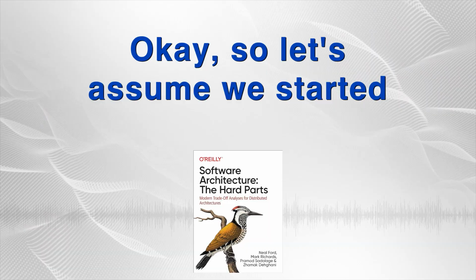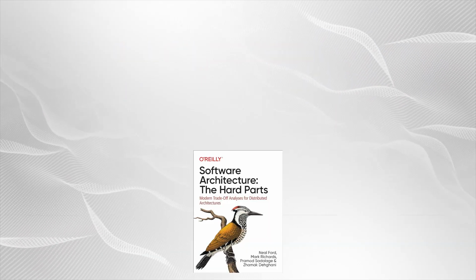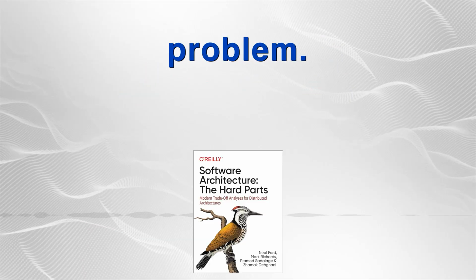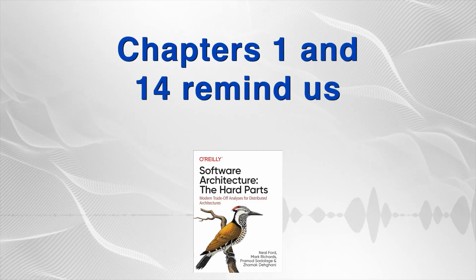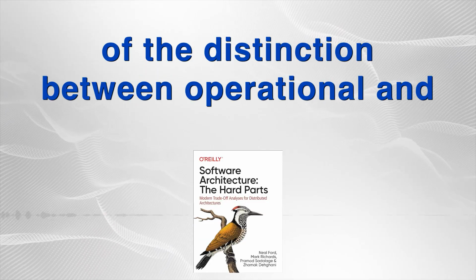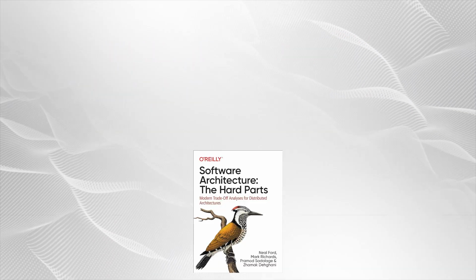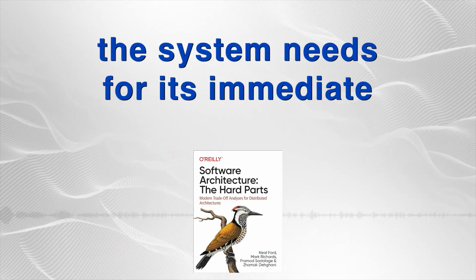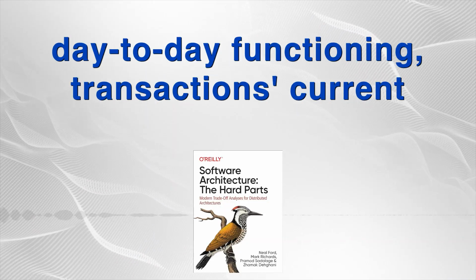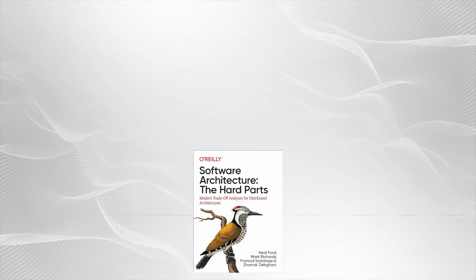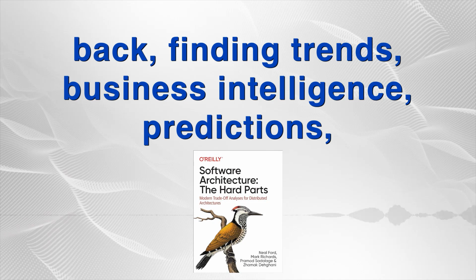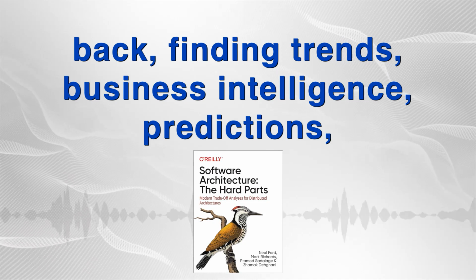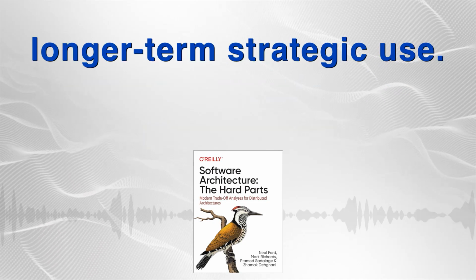Okay, so let's assume we started breaking things apart. We inevitably run into the data problem. Chapters 1 and 14 remind us of the distinction between operational and analytical data. It's a fundamental split. Operational data, or OLTP, is what the system needs for its immediate day-to-day functioning, transactions, current state. While analytical data is for looking back, finding trends, business intelligence, predictions, longer-term strategic use.